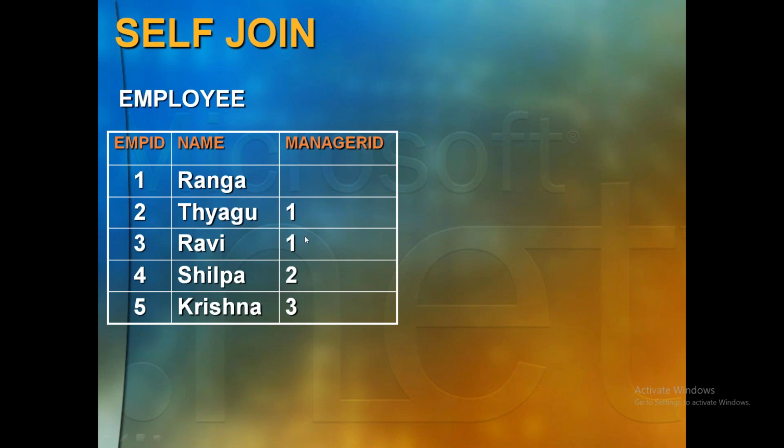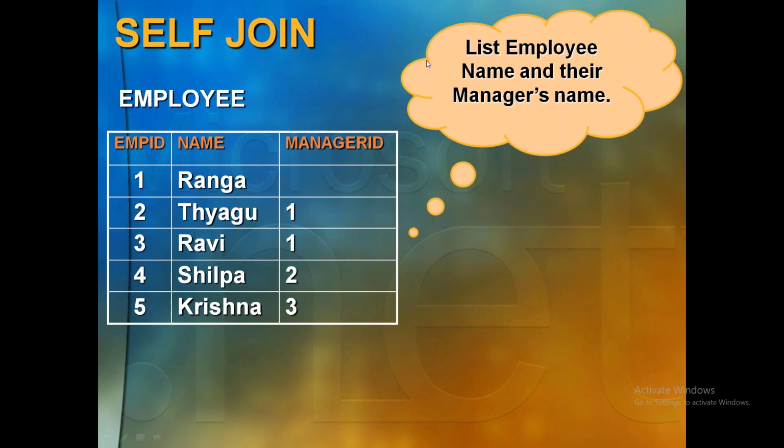Clear? So now I wanted to know the list of employee names and their manager's names. So this is my query. I can get the employee name here, but there is no boss name or manager name. I had only the boss ID or the manager ID. But in the query, I am supposed to get the name of the employee along with his or her boss's name. So Tiagu's boss is Ranga and Ravi's boss is also Ranga, something like that. Clear? So I wanted to get this.